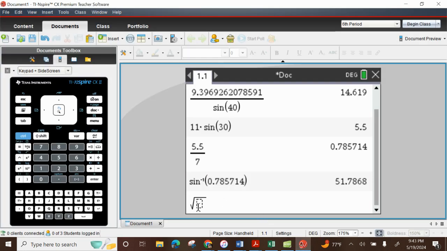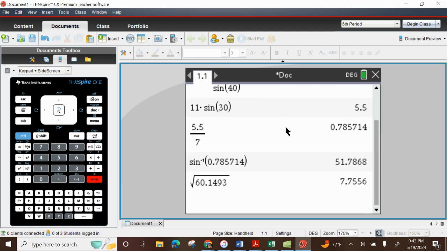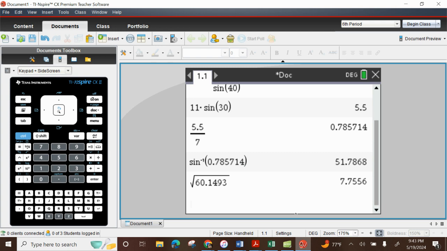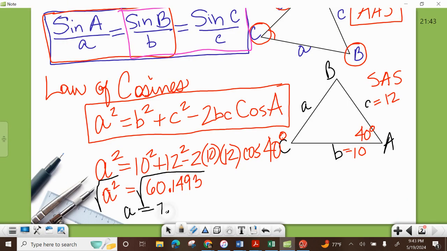60.1493. Definitely not one of my best videos. And you get 7.7556. So the actual length, normally with sides we round up to one decimal, is actually 7.8. So now we were actually able to find the length of side A using the law of cosines.